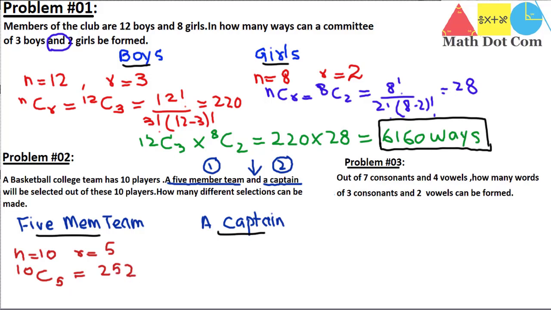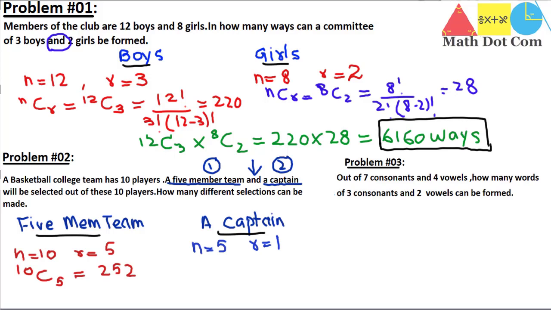As in problem number 1. After selecting a team of 5 members, we have to select a captain from the rest of the 5 players, not from the 10 players. Keep this in mind. So in this case, we will have n equal to 5, as we have to select the captain from the 5 players that are left after making a team of 5 members first. And r will be equal to 1, as we have to select one captain out of the 5 players.